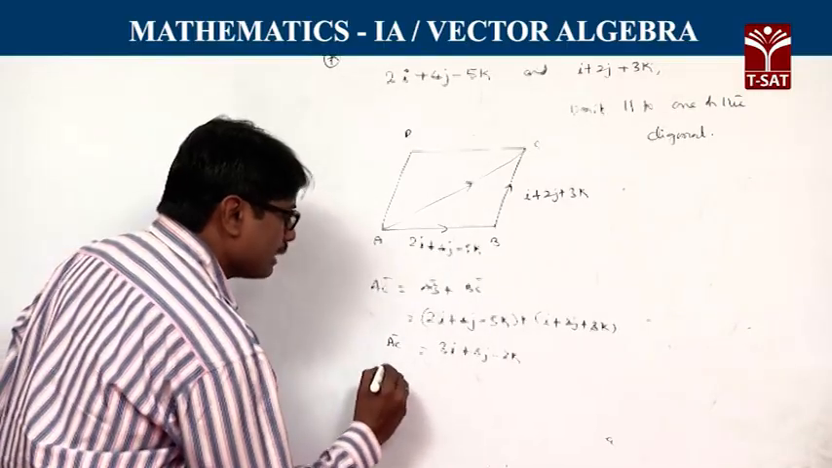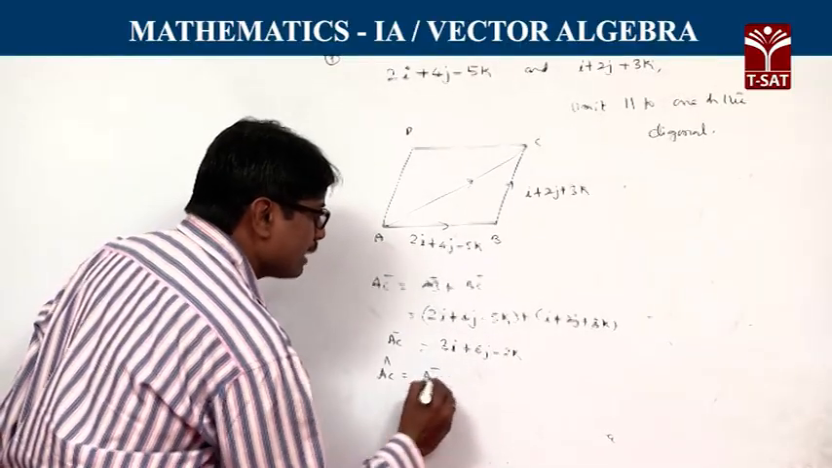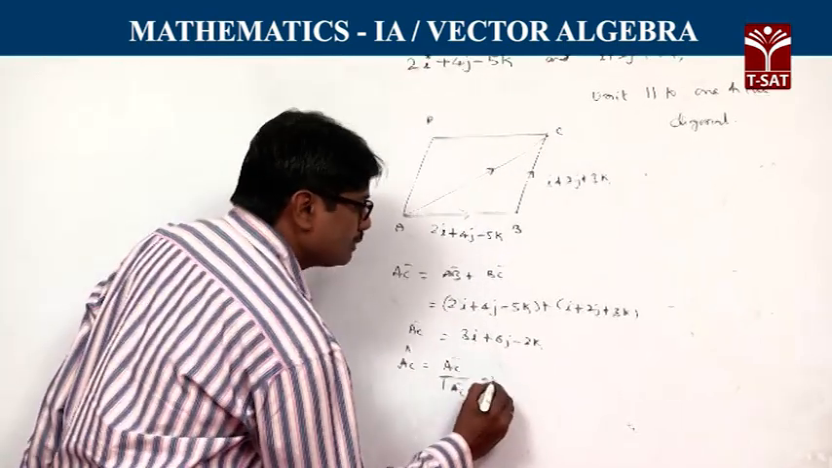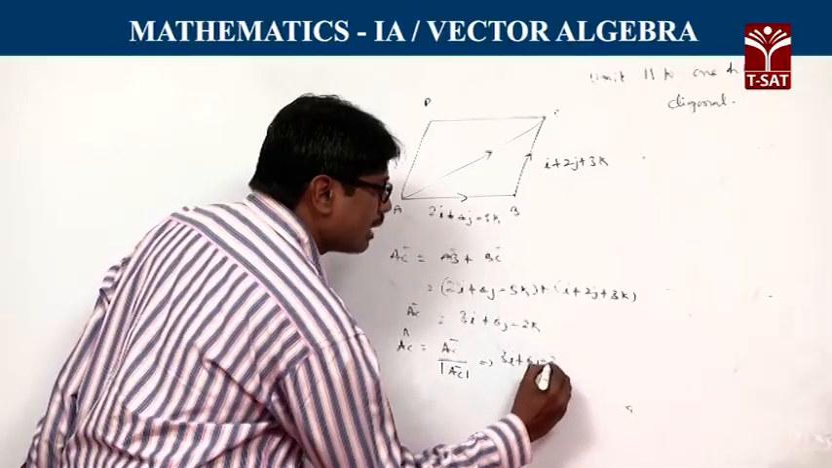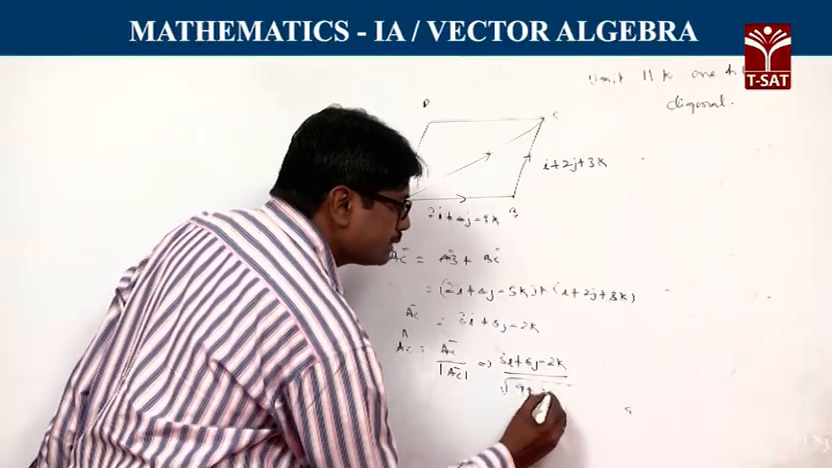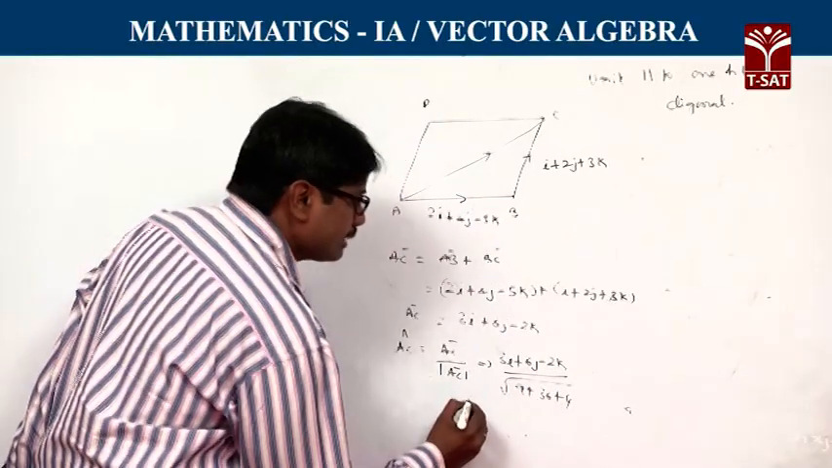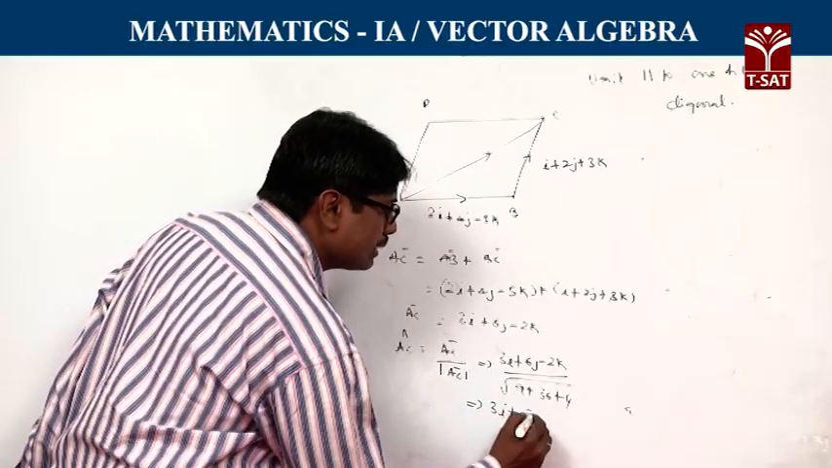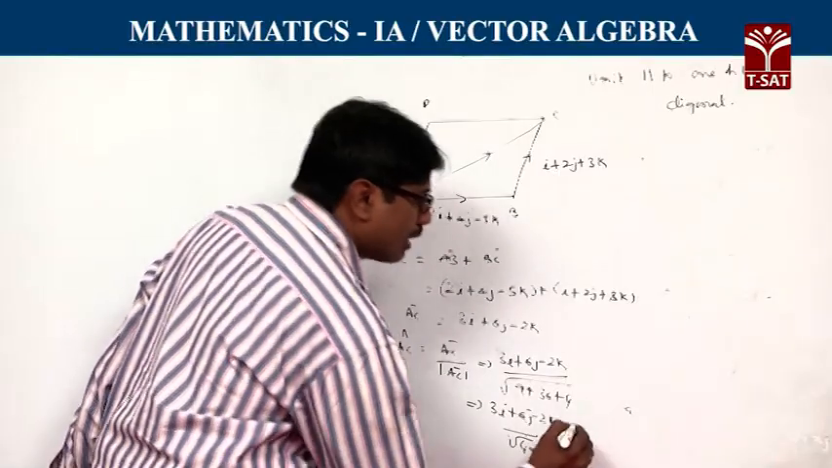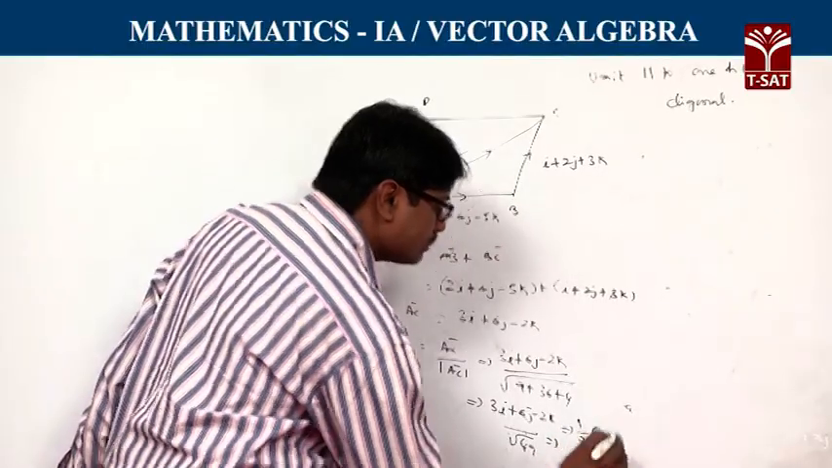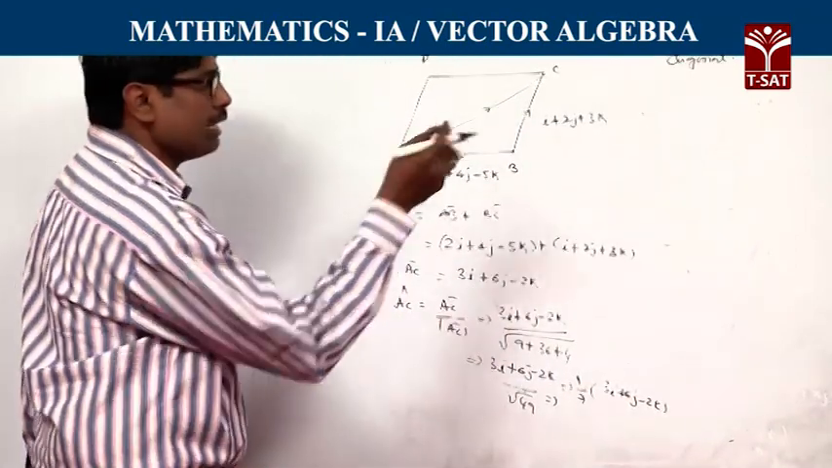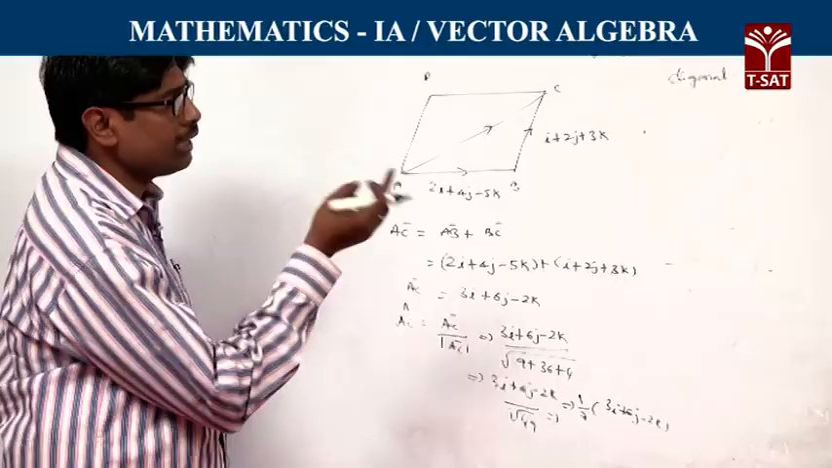So AC cap is equal to AC bar divided by mod of AC bar, which is 3i bar plus 6j bar minus 2k bar divided by its magnitude, root over 9 plus 36 plus 4. That is 3i bar plus 6j bar minus 2k bar divided by root 49, which is 7. So it is 1 by 7 times 3i bar plus 6j bar minus 2k bar. This is the unit vector of the diagonal AC bar, but here we only need the unit vector of any one of the diagonals.